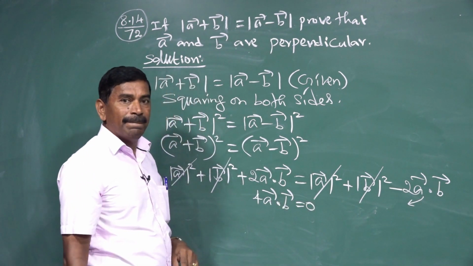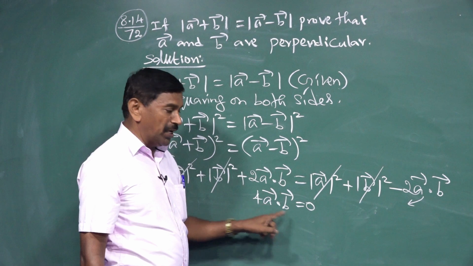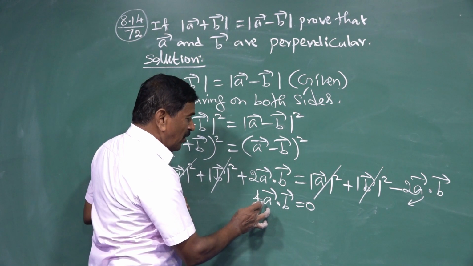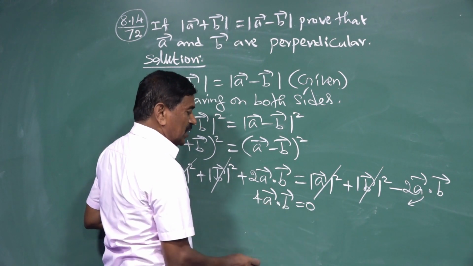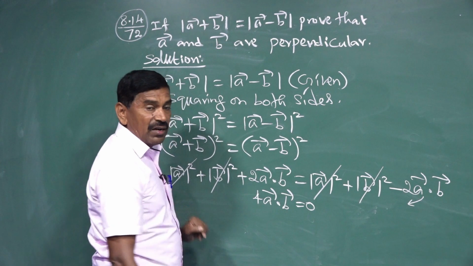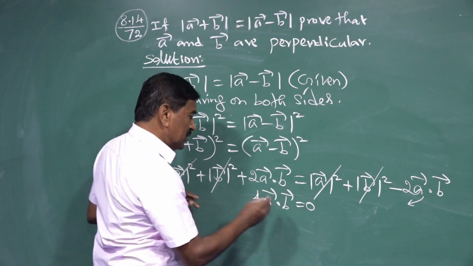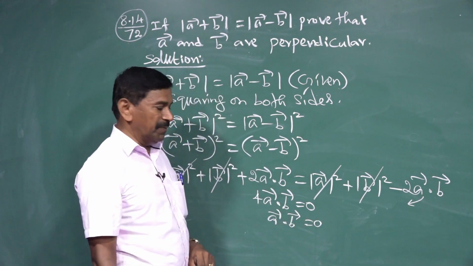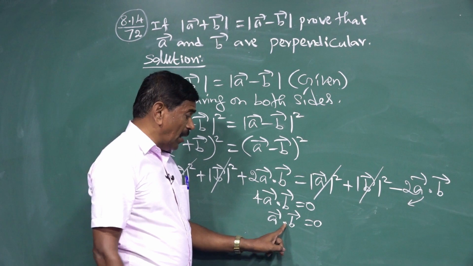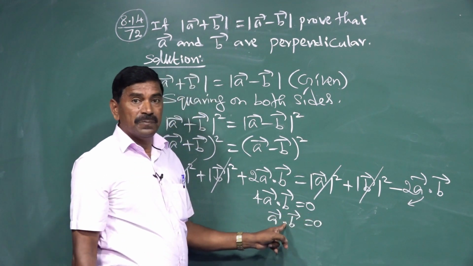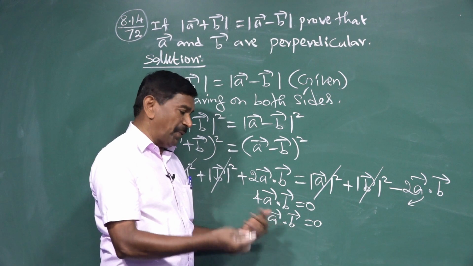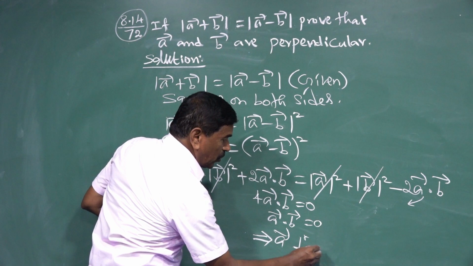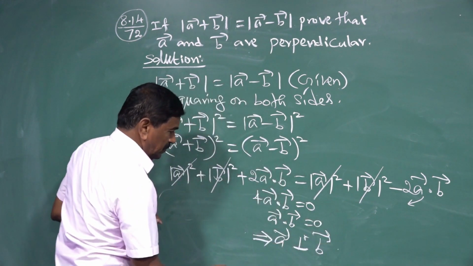Now next step, this 4 goes to the right, becomes 0 by 4, and 0 by 4 equals 0. Therefore, A vector dot B vector equals 0 by 4, that is 0. Simply one can write A vector dot B vector equals 0. We proved the dot product of these two vectors equals 0. Therefore, these two vectors are perpendicular, which implies A vector is perpendicular to B vector. So hence proved.